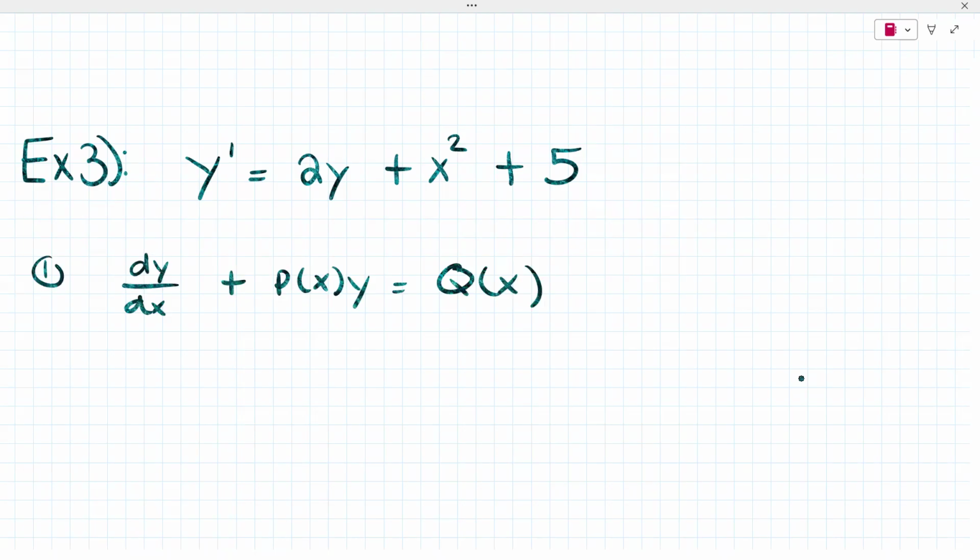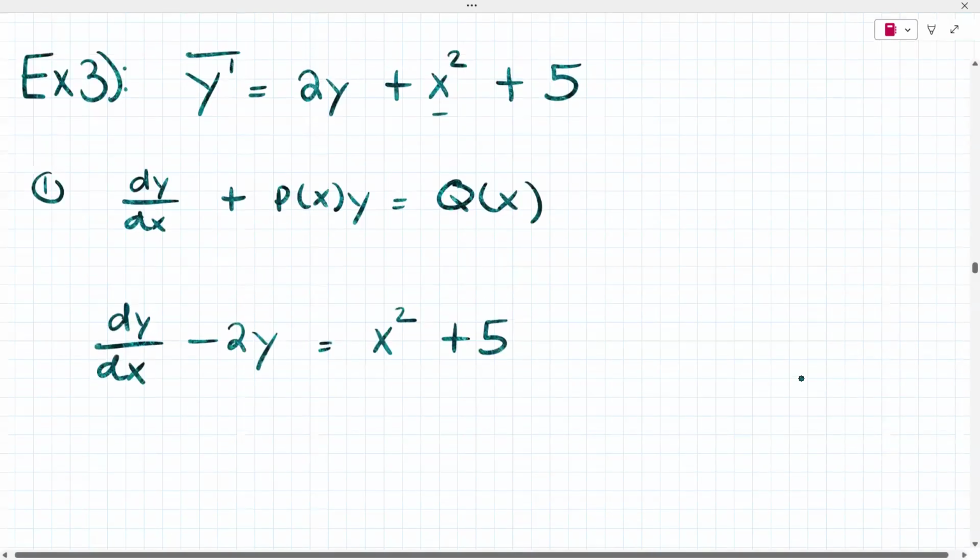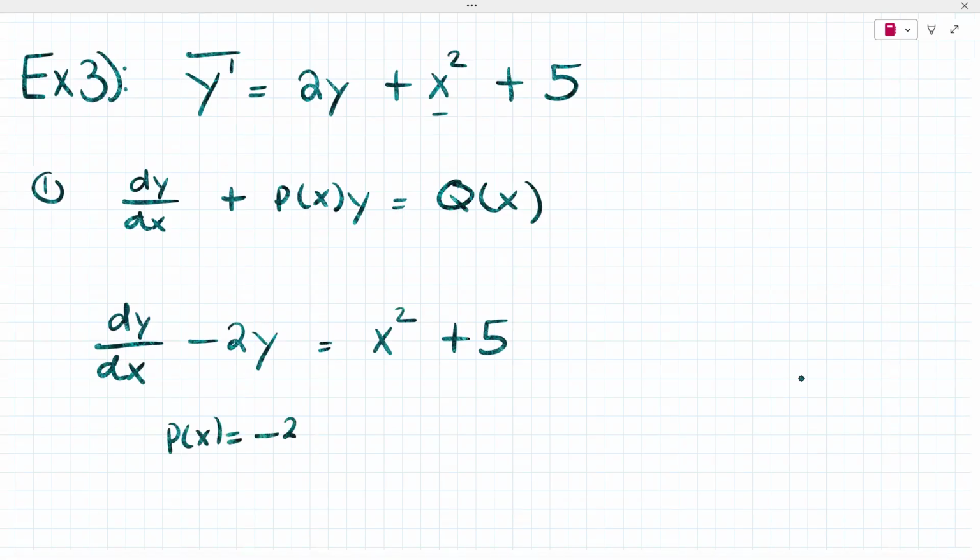So what do we have to do? Well, I know that y prime is the same thing as dy/dx. And if I move this 2y to the left, that would be negative 2y, and this stays the same. Now, I think we have it in the correct form. So let's first figure out our p of x and our q of x. My p of x is negative 2, and my q of x is this whole thing, x^2 plus 5.